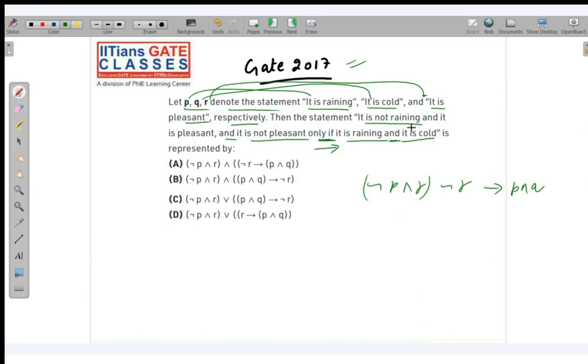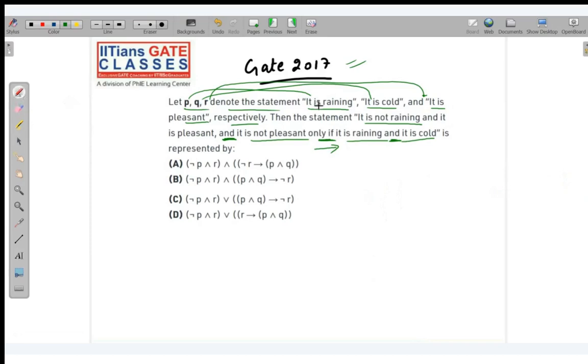So it is not raining and it is pleasant, comma, and it is not pleasant only if it is raining and it is cold. Finally we have got it. Comma means and, so I have written and here. If you have any doubt, please let me know how I have changed it. Let me draw it again.